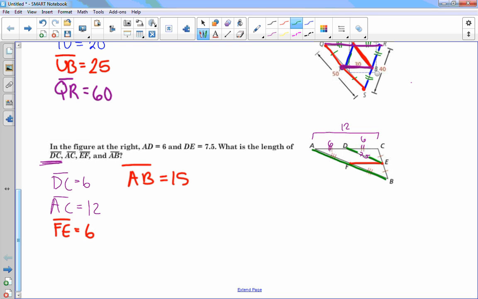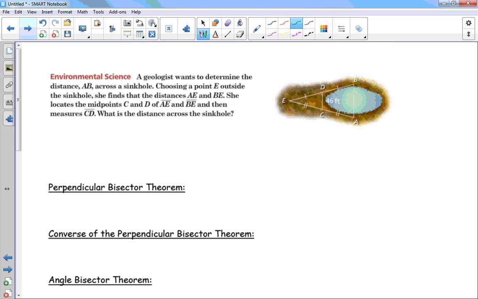Okay? That's the mid-segment theorem. List the internal sides and be able to find the lengths. Can you do that? I think you guys are doing pretty good on that. Okay, let's go to the next page.